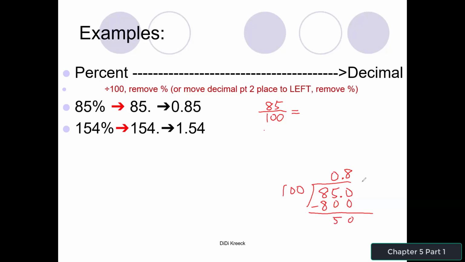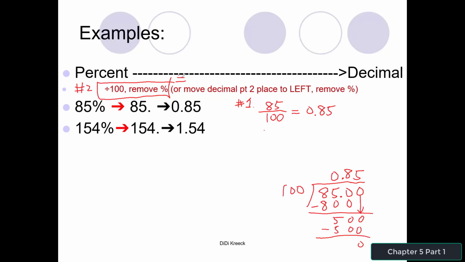And here we have 50, okay? And then we can continue to bring down the 0. 500 divided by 100, I can have 100 go 5 times and make 500. So 85 divided by 100 simply is 0.85. Okay, so this is method number 1.